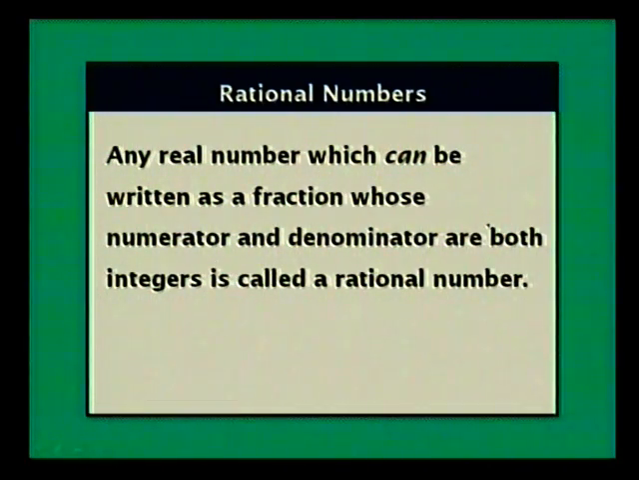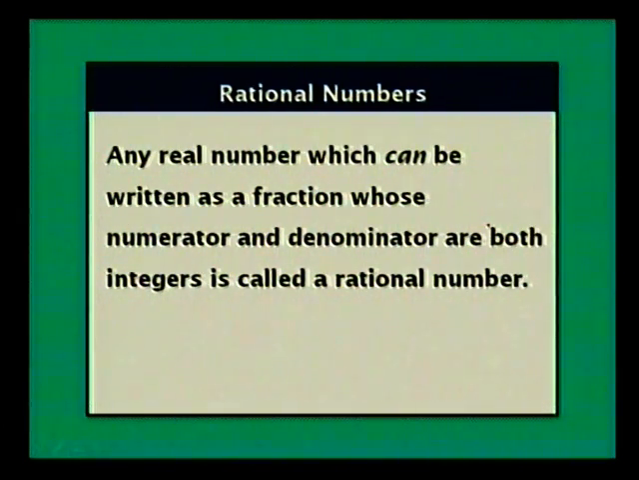We further extend our set into what we call the rational numbers. Any real number which can be written as a fraction whose numerator and denominator are both integers is called a rational number. Sometimes we express this idea of a fraction whose numerator and denominator are both integers as the quotient of 2 integers. So a rational number is a number that can be written as the quotient of 2 integers.